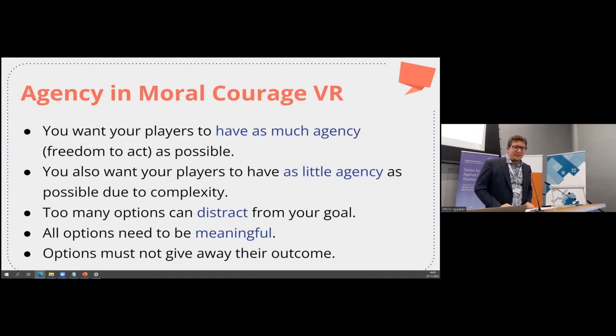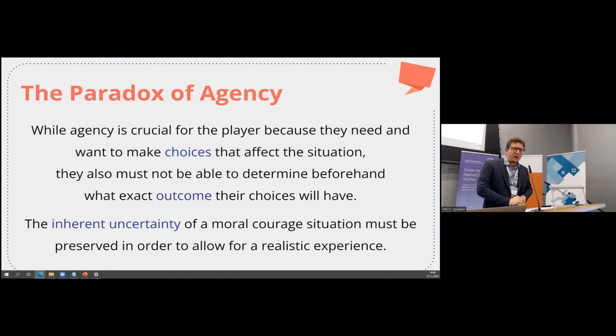And the most important thing might really sound a bit weird. The options must not give away their outcome. And this is what we call the paradox of agency, because while the agency is actually crucial for the players because they need and want to make choices that affect the game situations, they also must not be able to determine beforehand what their choices are going to do. Because if you give away the outcome of a possible action, then this whole inherent uncertainty that's always there in a moral courage situation will basically be destroyed. And then your whole intention of letting people experience what's happening is gone. So this is a kind of a weird thing.